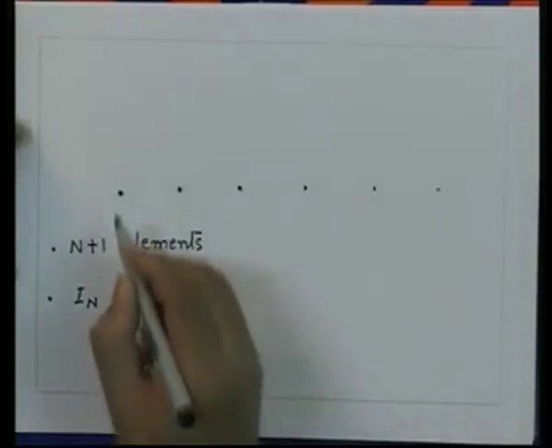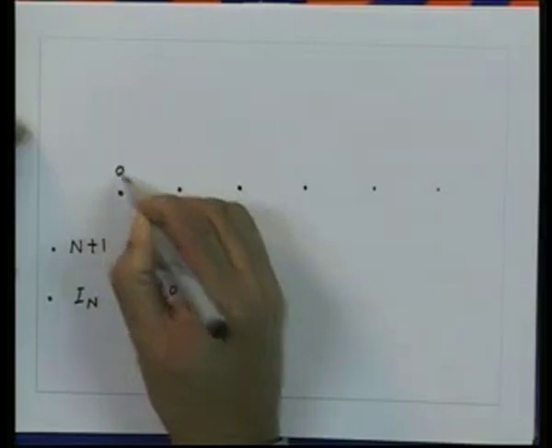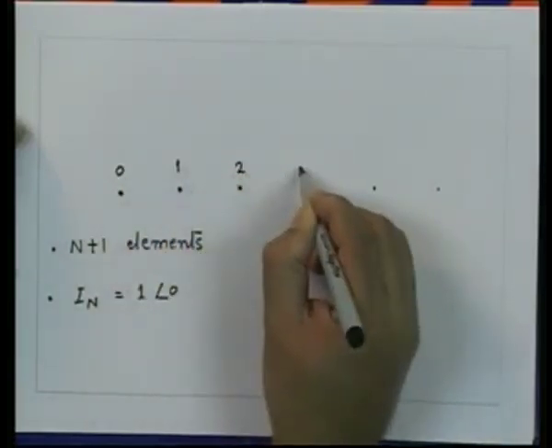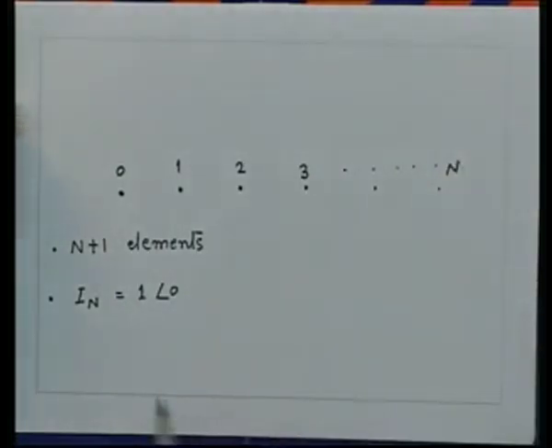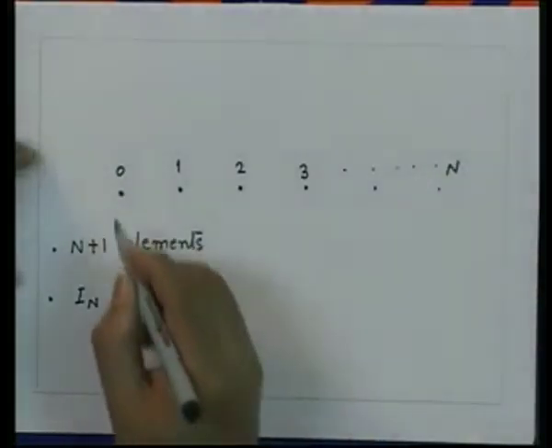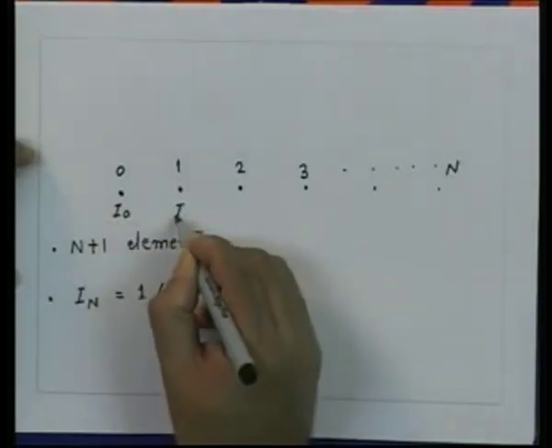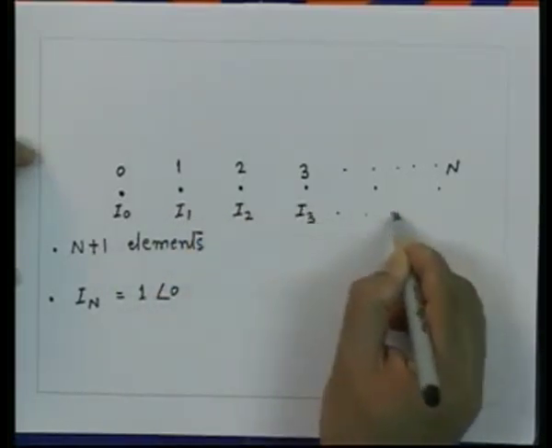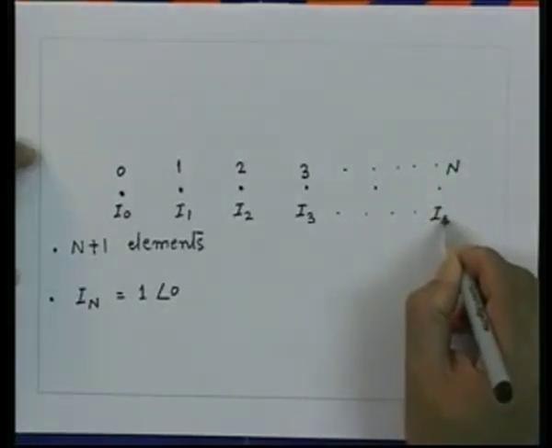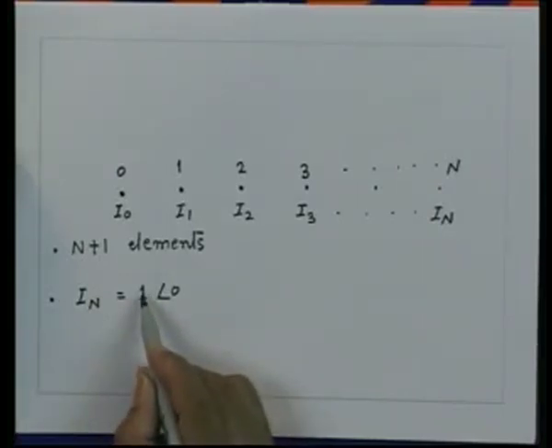So, we excite this current element. Let us say this element we start with 0, 1, 2, 3 and so on up to n. So, we have n plus 1 elements, and the currents in this are given by I0, I1, I2, I3 and so on up to In, where In we have chosen to be amplitude unity and the phase angle 0.